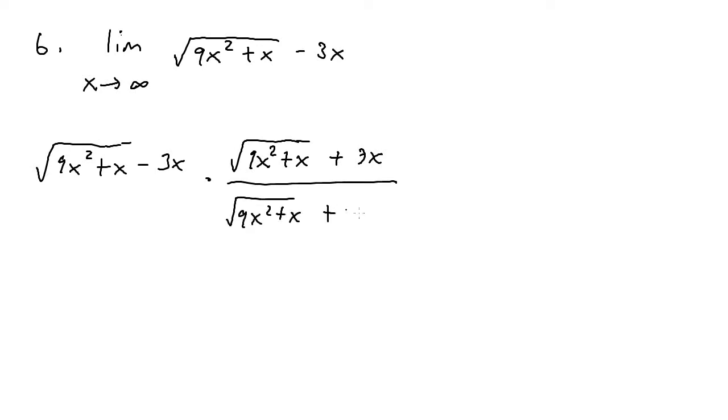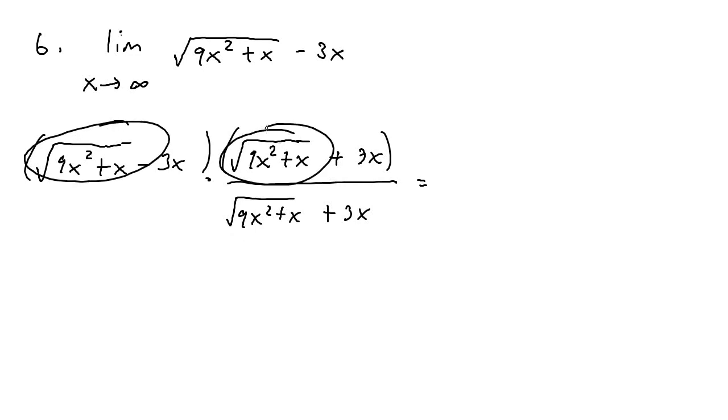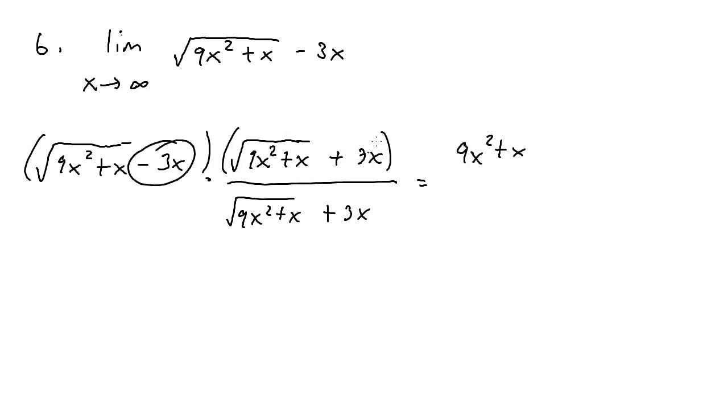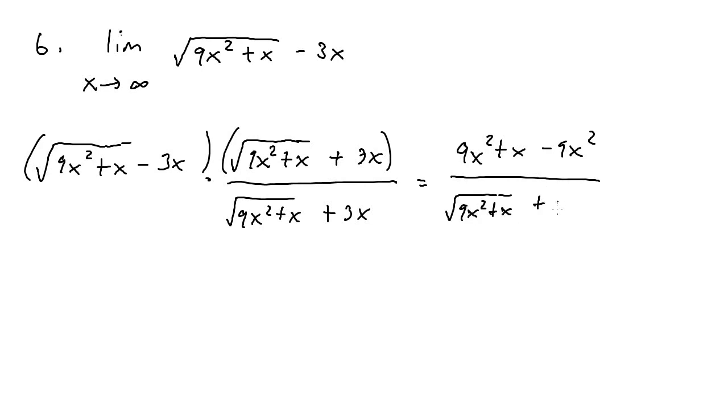So we have plus 3x. And so now I can go ahead and FOIL the terms and leave the denominator as it is. So in the numerator, we'll get the square root of 9x squared plus x times the square root of 9x squared plus x. We'll just get rid of the square root, so there's going to be 9x squared plus x. And then we'll have negative 3x times 3x, which is going to be negative 9x squared. And then on the denominator, we'll just have the square root of 9x squared plus x, and then plus 3x.